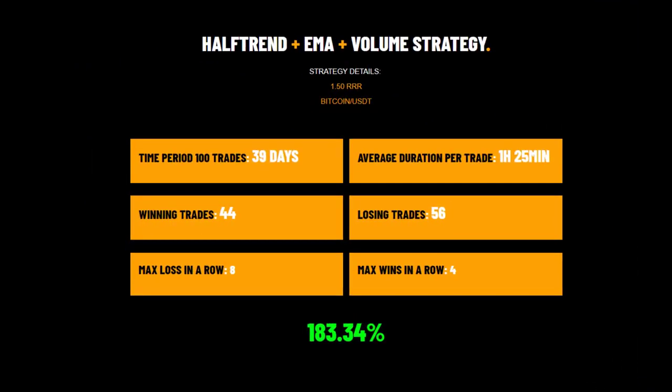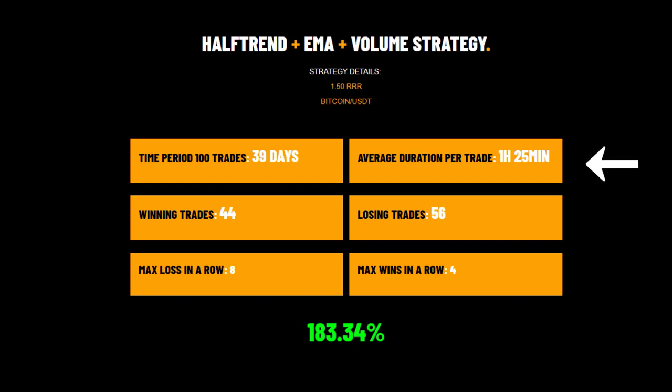Okay, I just finished backtesting, and in this clear overview, I'll show you all the details of this strategy. As you know, I am currently trading this strategy on the Bitcoin price and I am using a risk-reward ratio of 1.50. It took 39 days to open 100 positions and the average position time was 1 hour and 25 minutes.